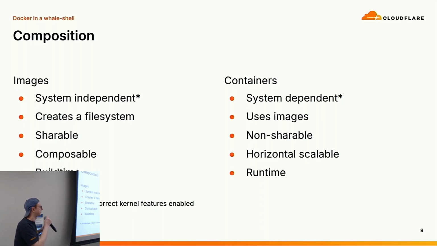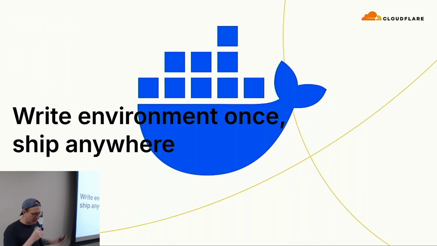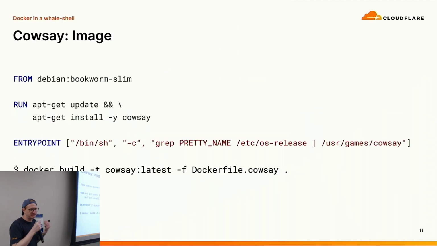Horizontally scalable, so you can put up a lot of these things right up next to each other and have them do all fun stuff like, Levi here loves Kubernetes, so this is Kubernetes for you, right? So containers actually happen at runtime. So the promise of Docker is you write your environment once and you ship it everywhere. So let's actually apply this to my particular problem.